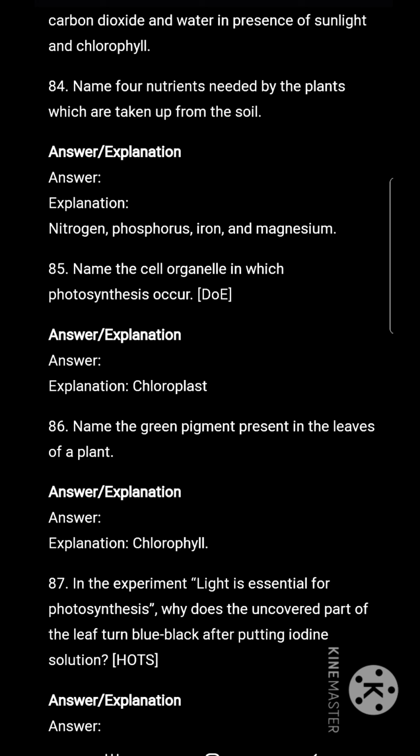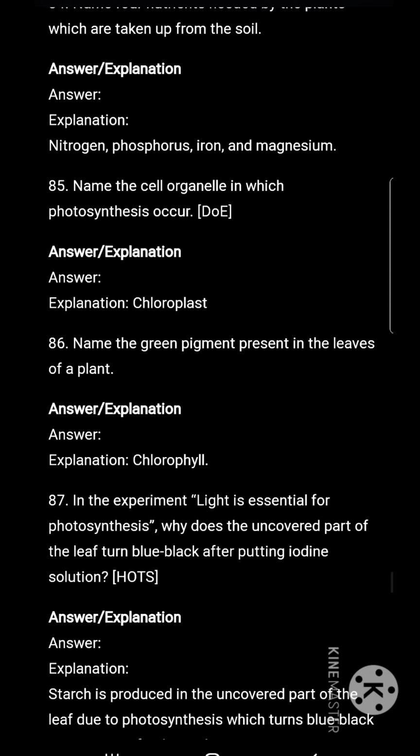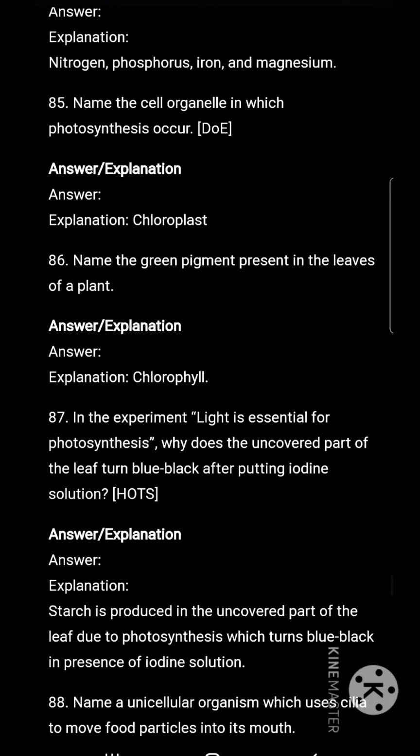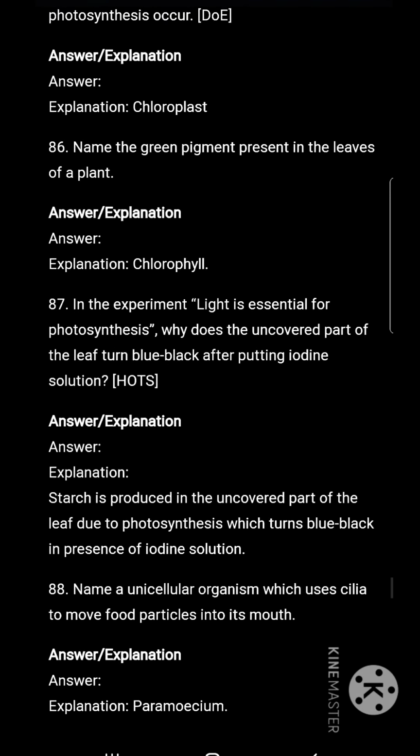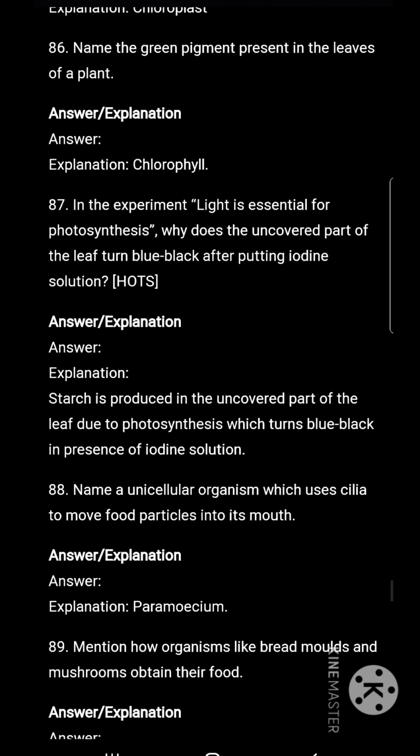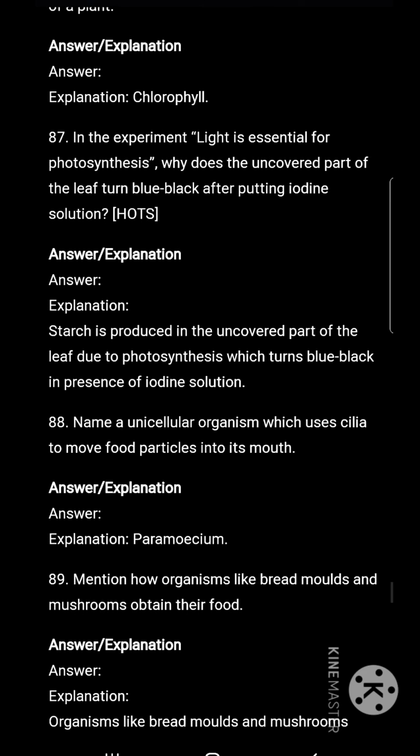Name 4 nutrients needed by the plants which are taken up from the soil: nitrogen, phosphorus, iron and magnesium. Name the cell organelle in which photosynthesis is known to occur: chloroplast. Name the green pigment present in the leaves of a plant: chlorophyll. In the experiment, light is essential for photosynthesis.